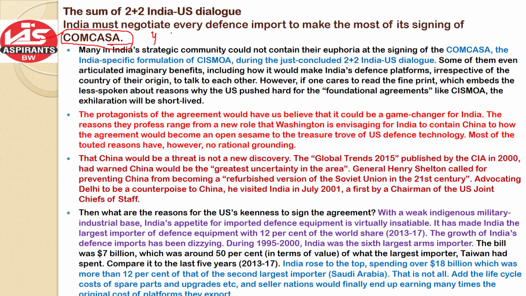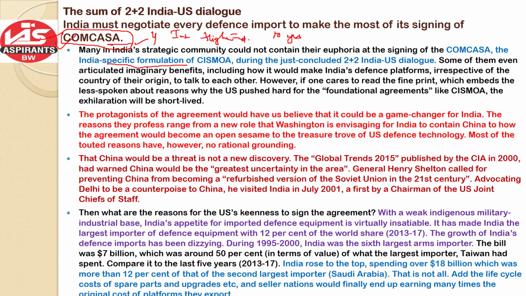And why is this COMCASA signed? This is to facilitate interoperability between the militaries plus the sale of high-end technology. That means to sell the technology and interoperability. This agreement has been signed for a period of 10 years. And this COMCASA is an India-specific formulation of the CISMOA. CISMOA stands for the Communication and Information on Security Memorandum of Agreement. What COMCASA will do is allow India to procure specialized military equipment. So this was regarding COMCASA.